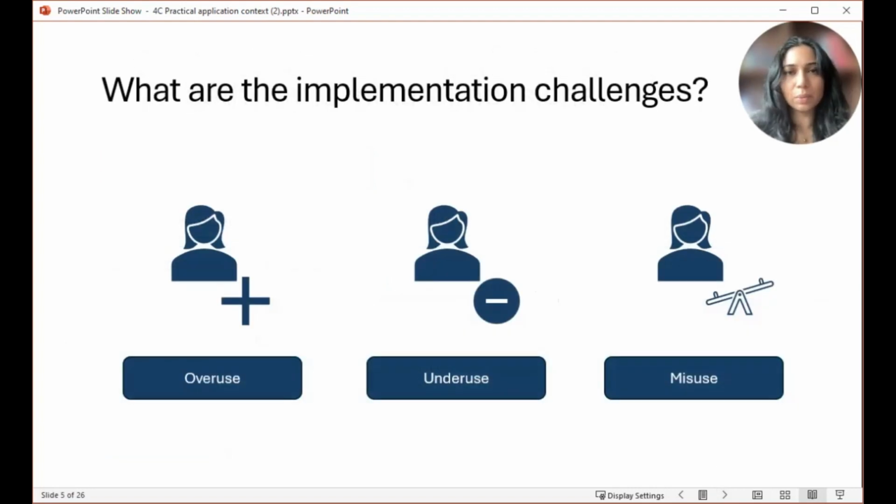The next thing that we should be thinking about is what are our implementation challenges? In our project, we thought about, is it overuse or is it underuse due to the services failing to deliver the intervention to those who would benefit the most? Or is it even misuse, delivering the interventions to those who will not benefit from it?